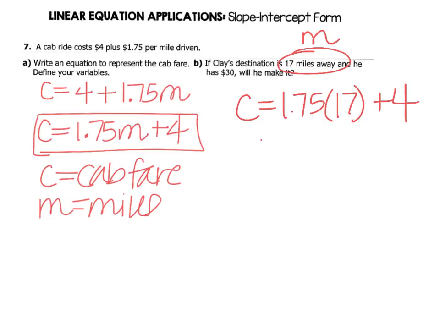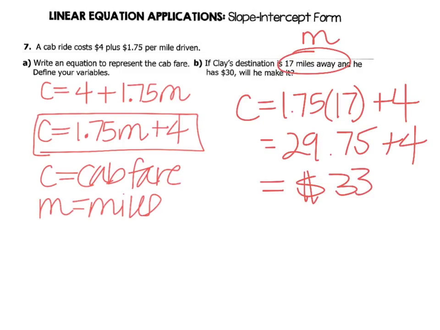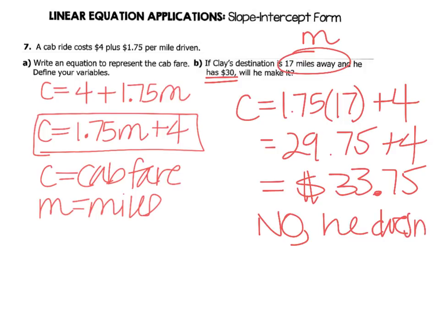All right. So 1.75 times 17 is going to give us $29.75 plus that $4. So his cab fare is going to cost $33.75 to travel 17 miles. If he only has $30, he does not have enough money. So the answer is no, he won't make it. He doesn't have enough money. All right, so we write that out. He doesn't have enough money.